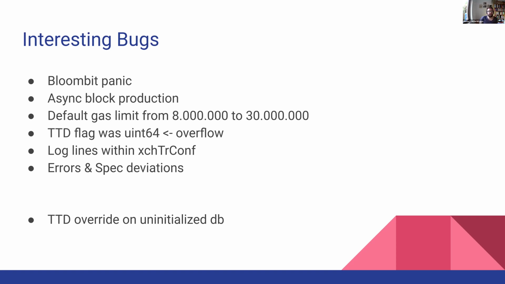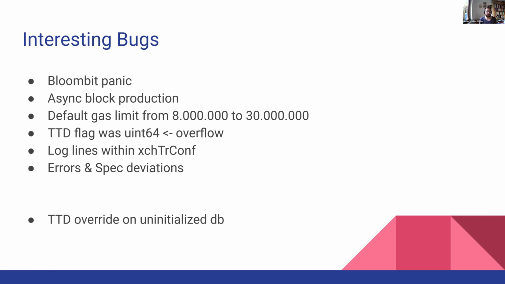For the people listening in, that's TTD override on initialized database, but I'll talk a bit about it later. We had a Bloom bit panic that was interesting. Basically, when you created the block with a long or short Bloom filter, then you could crash Geth. Fortunately, we found this via manual testing.